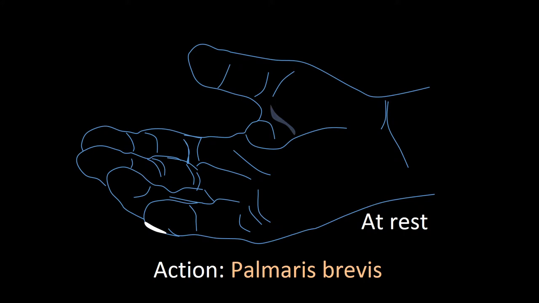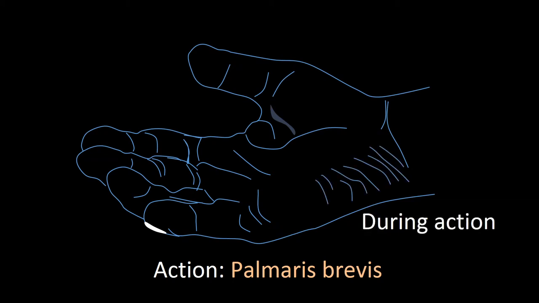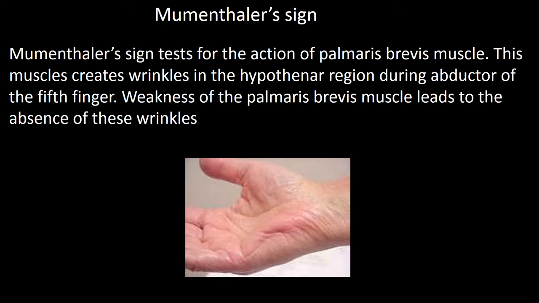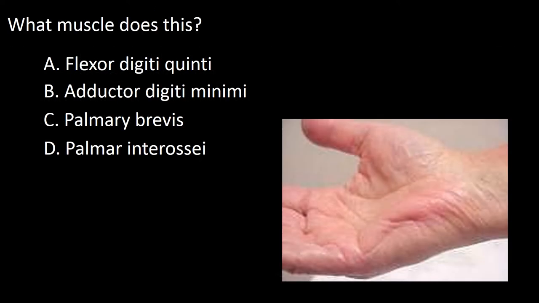The action of the palmaris is reflected in these few frames. Here we find the palmaris at rest, here during action, and here even more action. The production of these creases brought about by abduction of the fifth finger is called the Mooney-Thaler sign. So the answer to this question is C.